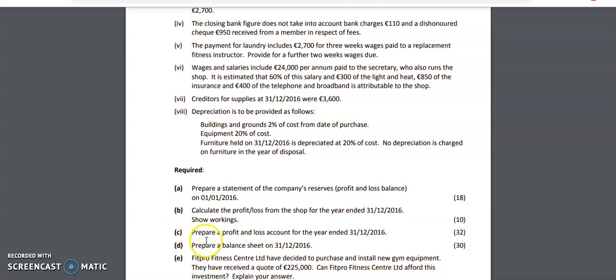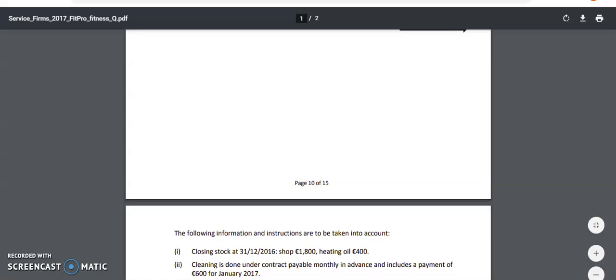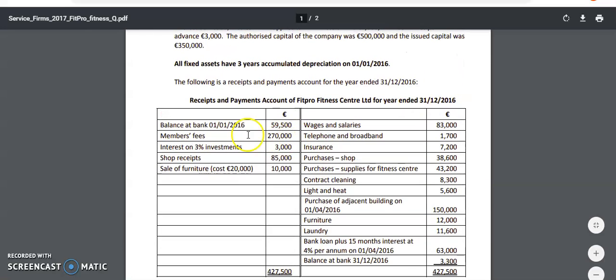Okay, so let's have a look at Part C then. Prepare a profit and loss account for the year ended 31st of 12, 2016. So what we're going to do is work down through the receipts and walk down through the payments. So the first one, member fees.